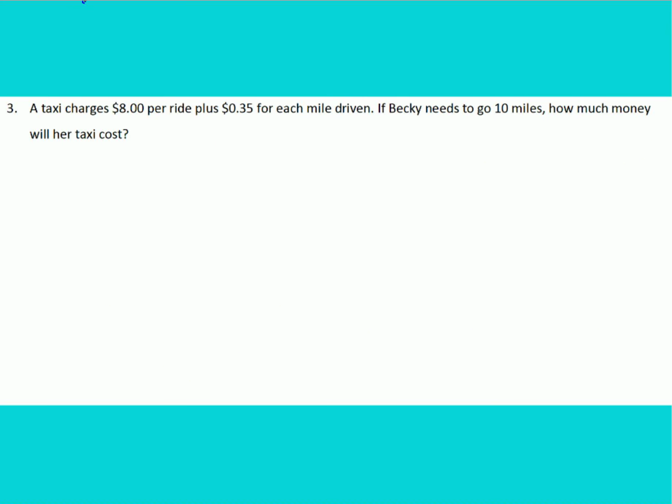It says a taxi charges $8 per ride plus 35 cents for each mile driven. If Becky needs to go 10 miles, how much money will her taxi cost? So they gave us a lot of info here. They said the taxi charges $8 per ride. So for every ride, you have to pay at least $8. That's your base cost.